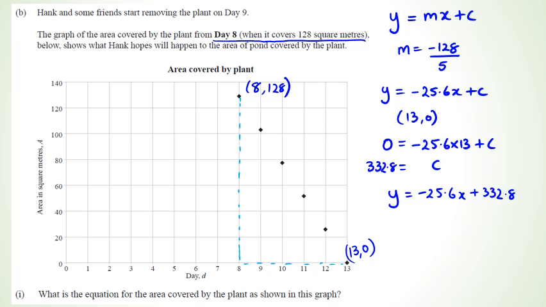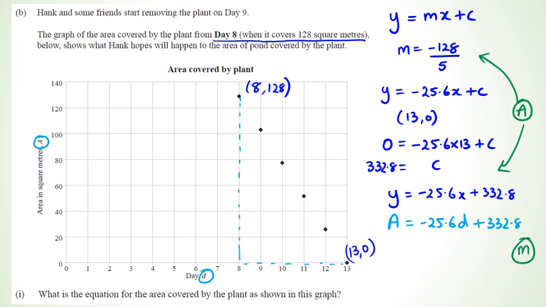So one really important thing you need to understand is that we don't really have y and x. What we do have is a and d. So we just need to make sure we write that as a equals minus 25.6 d plus 322.8. Okay, so in terms of grades, you need to get the equation correct to get a merit. Now achieved could be either getting the c value or the gradient itself. All right, that's it for this question. Next one.